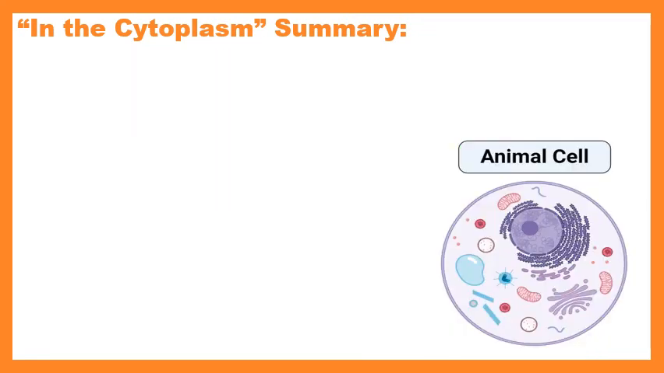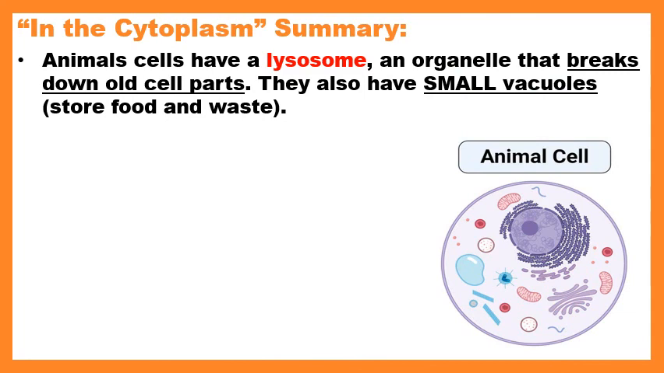All right, well, let's look at animal cells. You can already tell that they're a different shape from plant cells because they don't have that cell wall. Okay, but animals have a special organelle called a lysosome, and that's an organelle that breaks down old cell parts. So it's like having a recycling plant inside the cell.